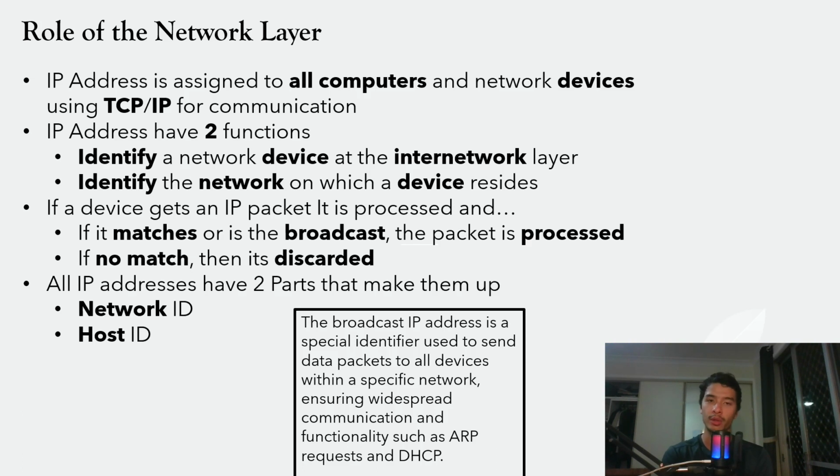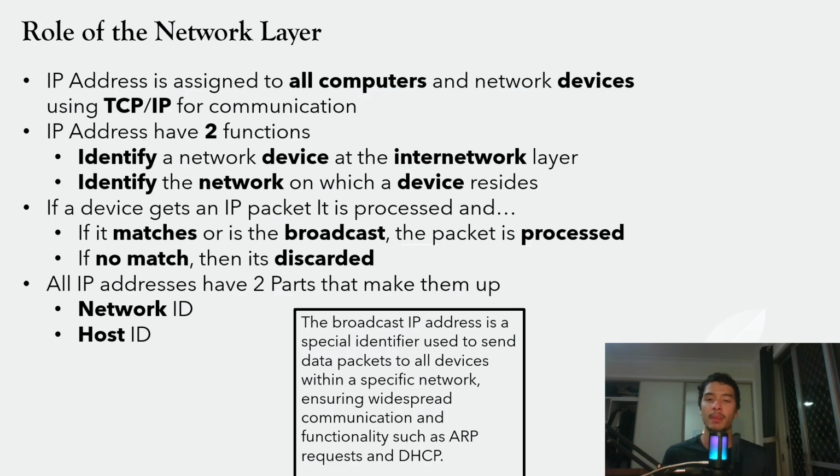An IP address is assigned to all computers and network devices using TCP/IP for communication. TCP/IP is the communication protocol which all devices must use in order to communicate. IP addresses have two functions. I haven't shown a picture of what an IP address looks like yet, but we'll be going into that. For now, just know that it's a bunch of numbers that represent something. What it's used for is to identify a network device in an internetwork layer, and to identify the network on which the device resides.